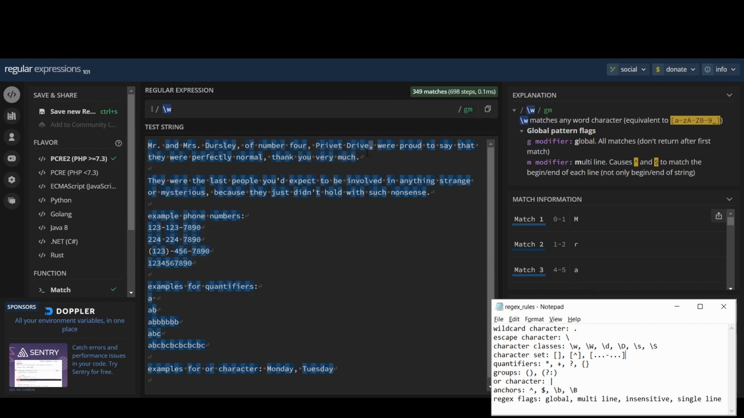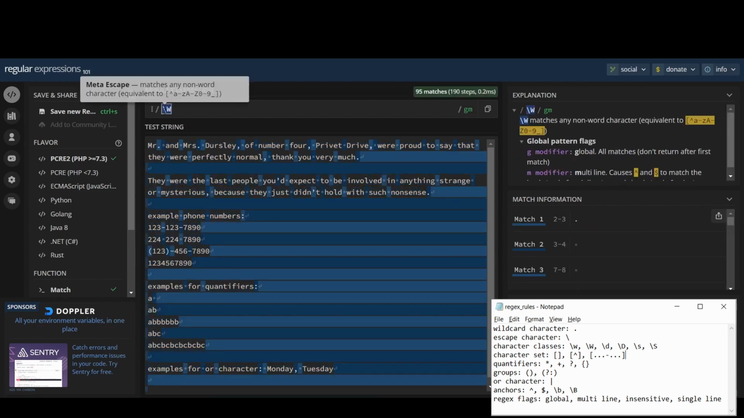The comma is not part of the word character. White space is also not part of the word character. This colon is also not part of the word character. That's why they are not highlighted. There is an inverse version of the word character which is using the \W, and it's basically just the opposite of \w. The uppercase \W is the inverse of the word character, or any non-word character.